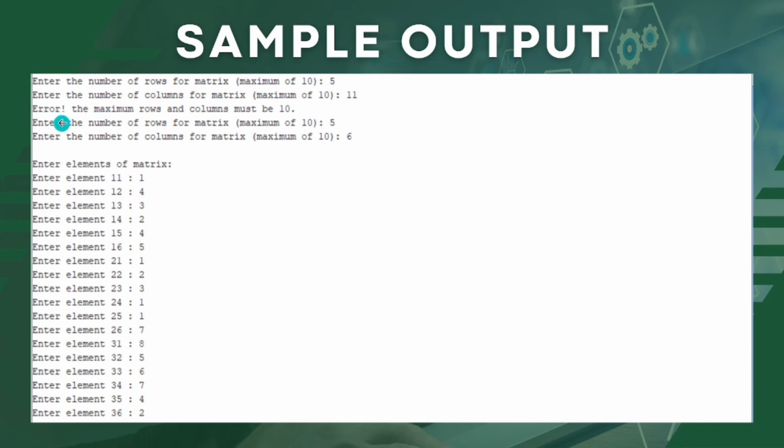Okay. After that, it also asks the user to enter the number of rows of the matrix, and then it also asks the user to enter the number of columns for the matrix. Okay. Next, it will ask the user to enter the elements of the matrix, digit 1 for the rows and digit 2 for the columns.